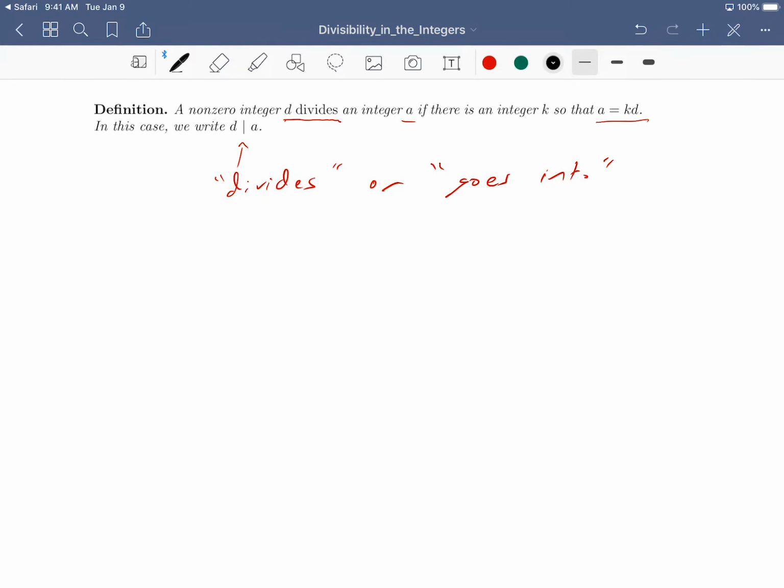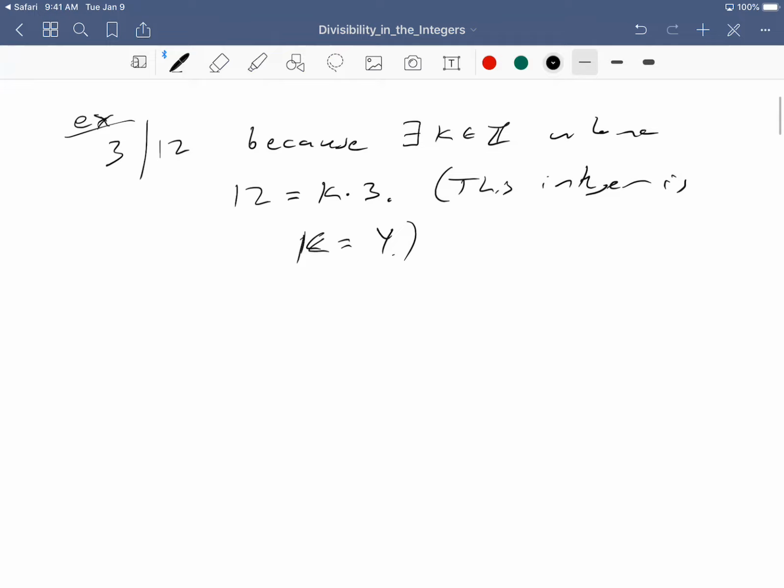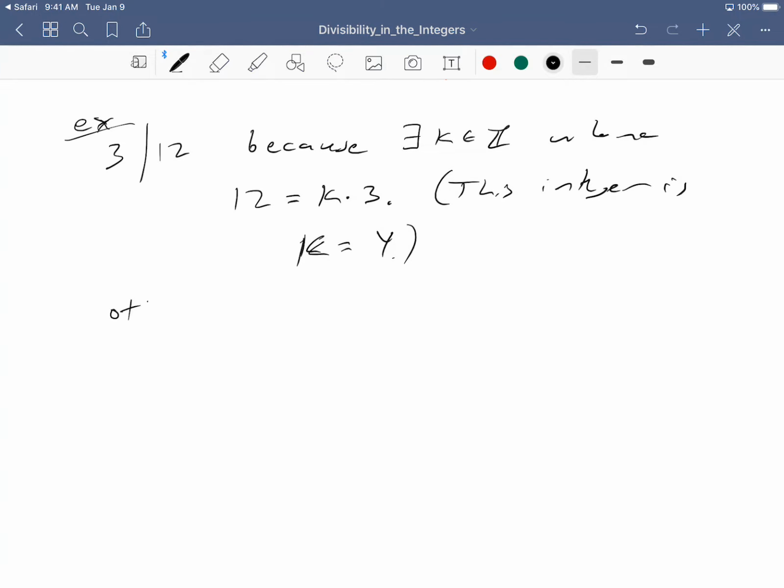All right, so we're going to look at a particular example of this and then talk about some other ways you can say this same thing. So 3 divides 12, and we know that based on this definition because there exists an integer k where 12 equals k times 3, and we know k equals 4. So we know there is an integer k so that 12 is k times 3, and we know what integer it is. It's 4.